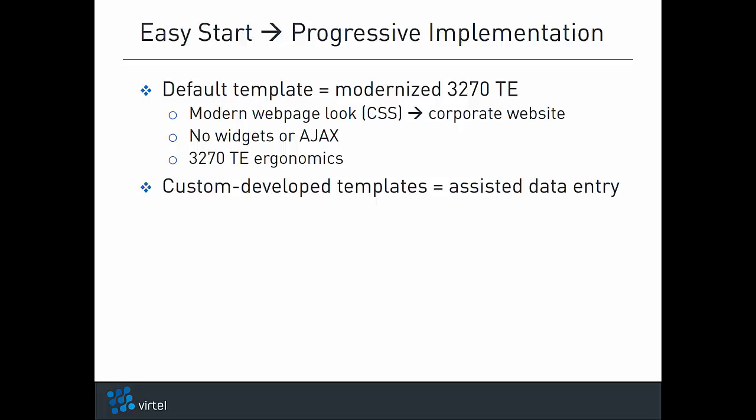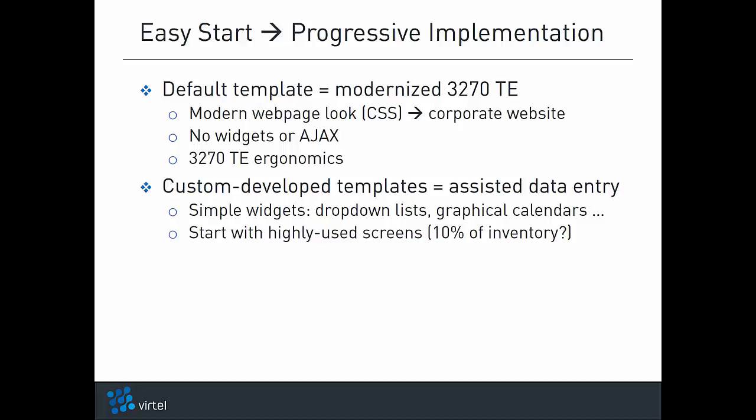The next step is to develop screen by screen the templates that will replace legacy 3270 data entry with widgets-assisted data entry. Drop-down lists, graphical calendars, checkboxes, and the like are essentially used as a front end to the entry of 3270 screen field values. This template development can be limited, at first, to highly used screens, possibly a small fraction of the total screen inventory. At this stage, all screens are rendered as web pages with the desired modern GUI look. Data entry on highly used screens is assisted by widgets. Data entry on lesser used screens remains the same as it was on legacy 3270 screens.